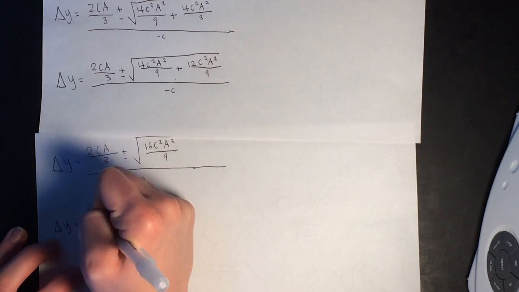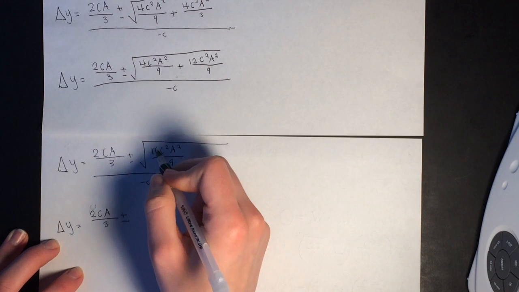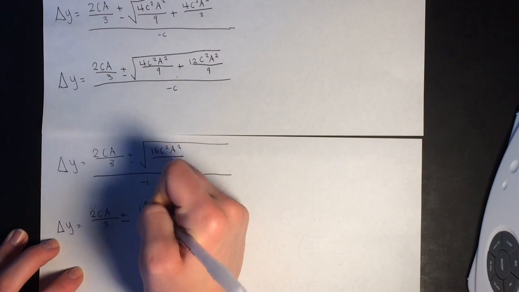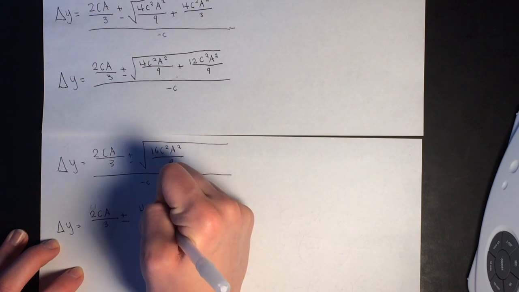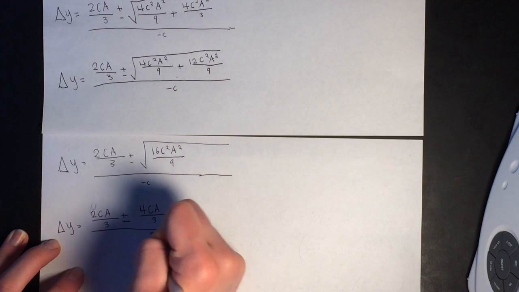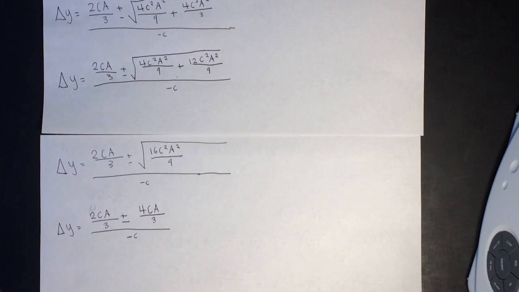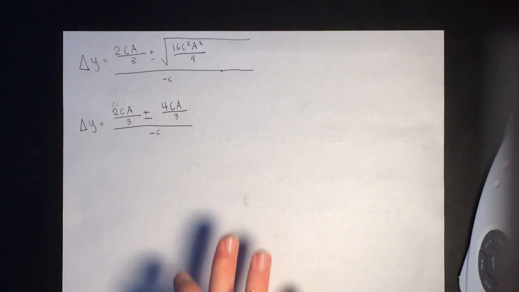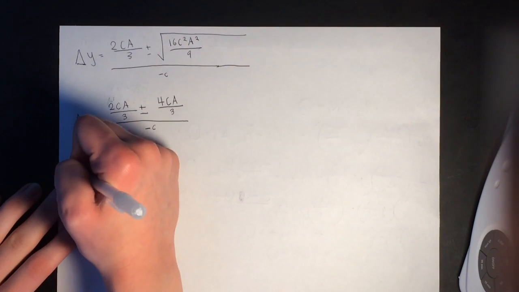More simplifying. We have the square root of this. Square root of 16 is 4. Square root of c squared is c. Square root of a squared is a. And the square root of 9 is 3. So the next thing we want to do is, we have a plus or minus, so there could be two answers.